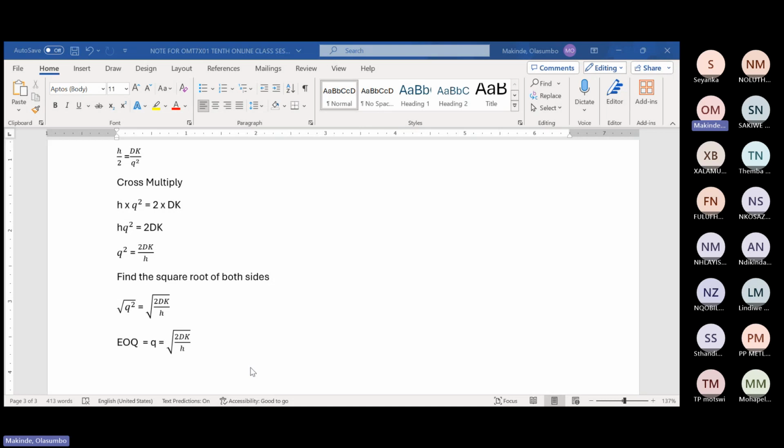We need to also derive that formula, but we won't prove the formula. I will just give you the formula for that. And we are going to see an example of a problem that obeys the EOQ and use all these formulas to solve that inventory problem.